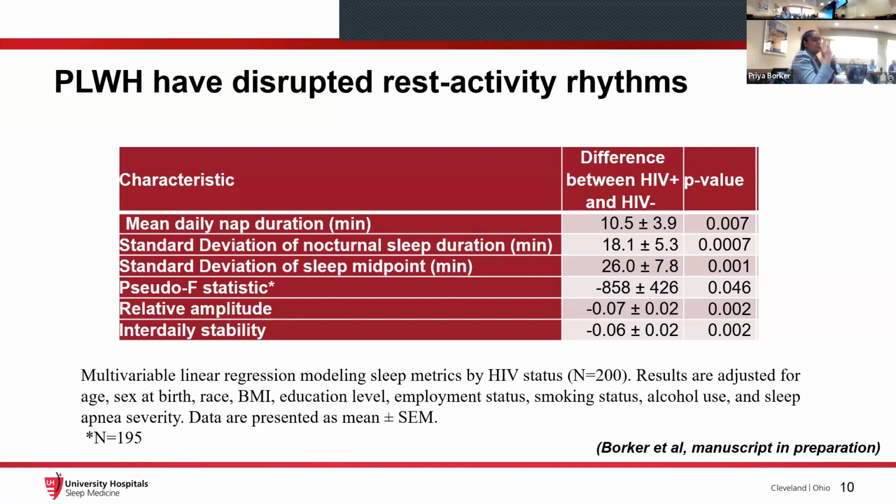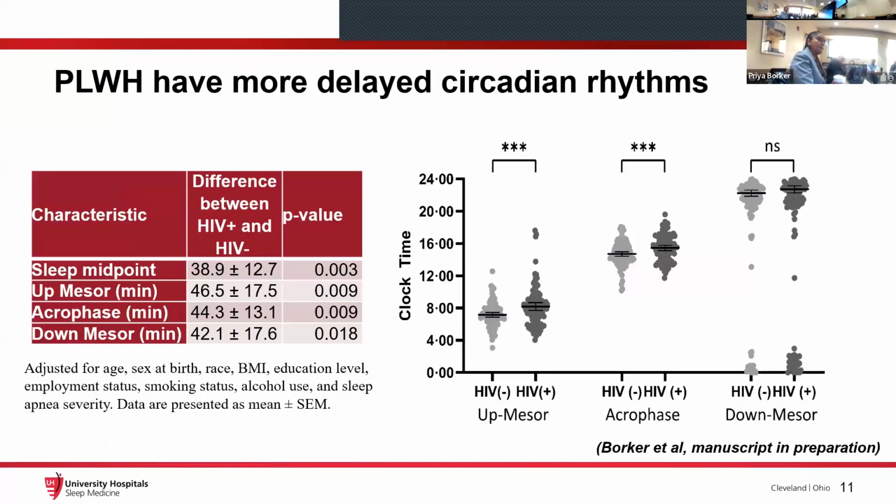And this held for univariate analyses, but also after adjustment for age, sex at birth, race, education level, unemployment versus employment status, smoking and alcohol use, as well as the AHI. We also took a look at measures of their sleep and activity timing. The sleep midpoint you can see is delayed in people with HIV by about 40 minutes. And when we take a look at their activity measures, we can see that they kind of get going later in the day, and they have their peak activity later in the day as well.